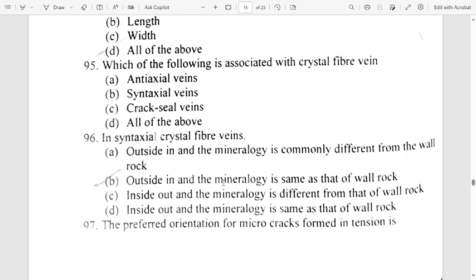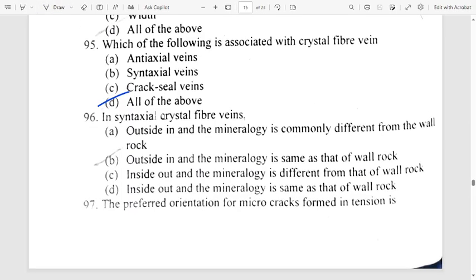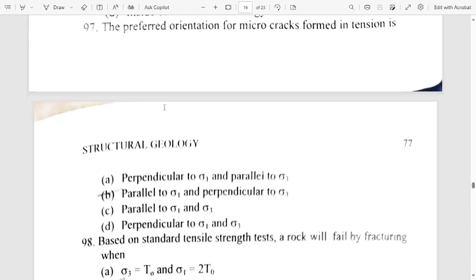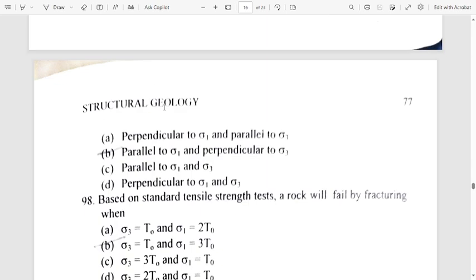All of the above. Okay. Which of the following is associated with crystal fiber veins: anti-axial veins, syntaxial veins, crack seal veins. In syntaxial crystal fiber veins, growth proceeds from the wall outside in, and the mineralogy is the same as that of the wall rock. The preferred orientation for micro cracks formed in tension is parallel to sigma 1 and perpendicular to sigma 3.